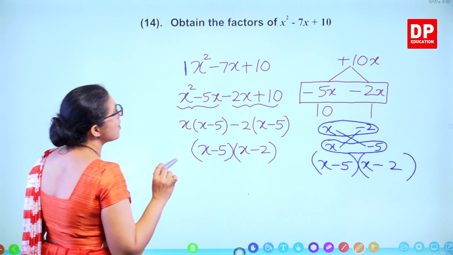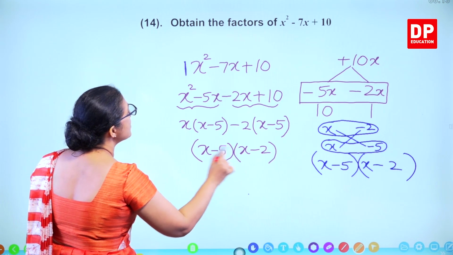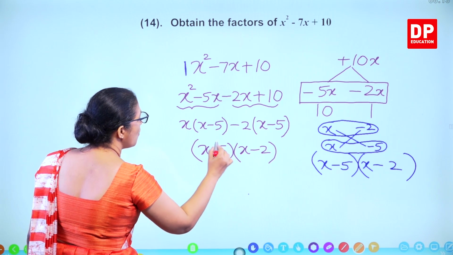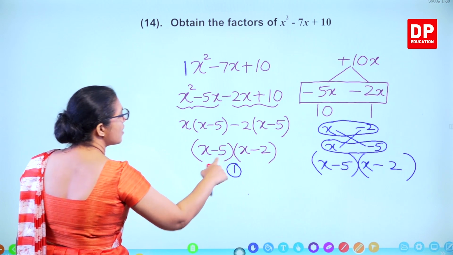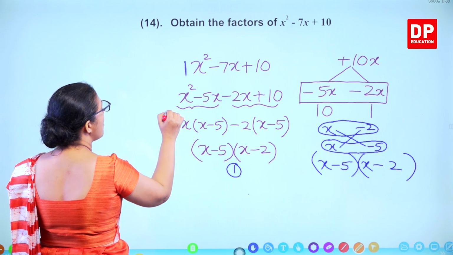So how do you get marks? 2 marks. You get 1 mark for correct factors and 1 mark here.